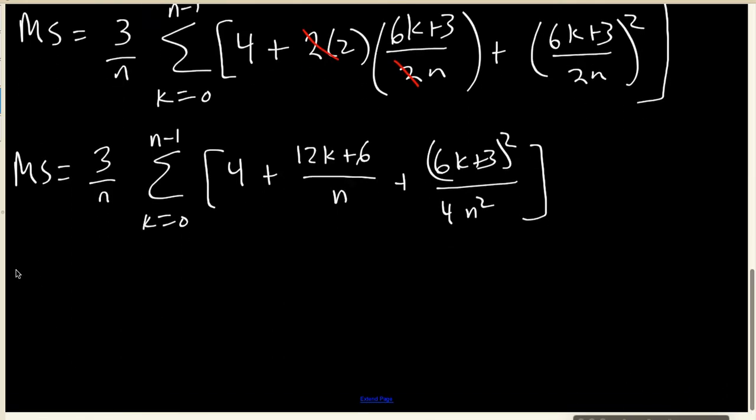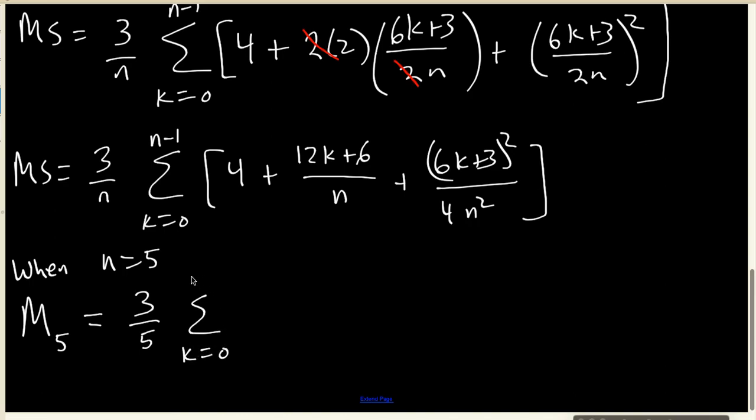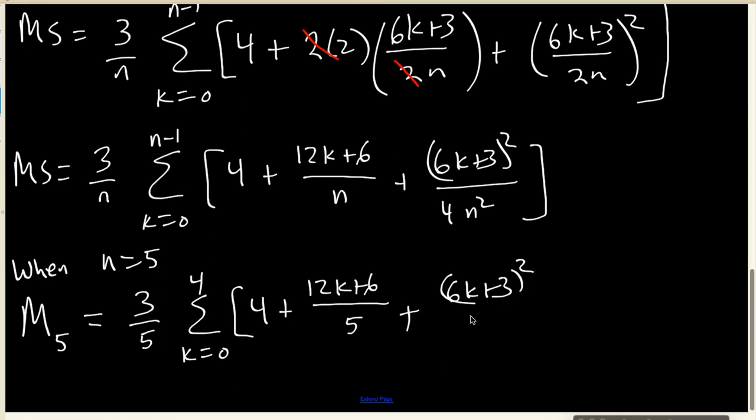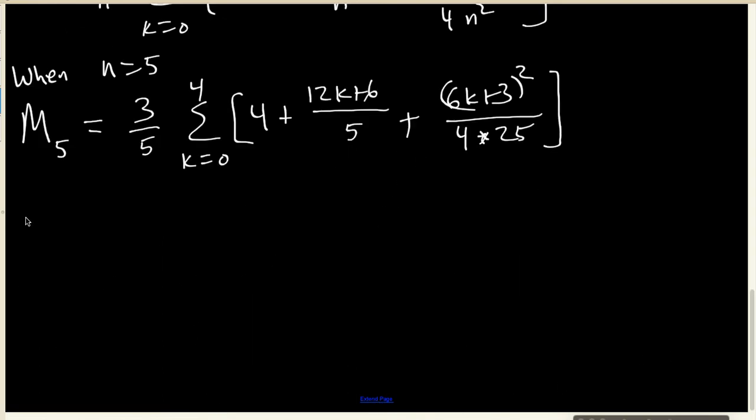So when n equals 5, our author writes the middle sum for 5 rectangles as capital M sub 5. That will be 3/5 times the summation as k goes from 0 to 4, because n minus 1 will be 4, of 4 plus 12k plus 6 over 5 plus 6k plus 3 quantity squared over 4 times 25. I'm just going to leave it like that. I could do some more simplification if I wanted to.